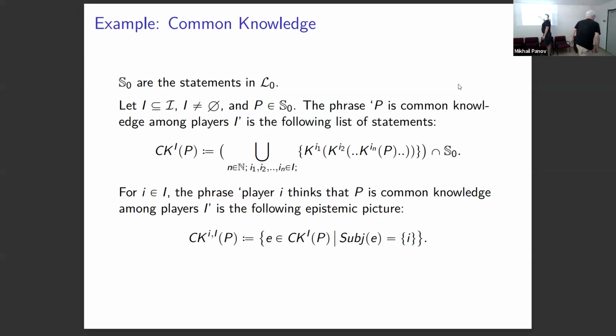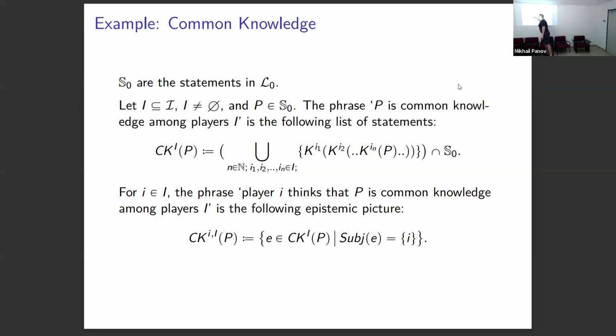K_I1 knows that K_I2 knows that K_IN that P. And I can write it down for all sequences I1, I2, ..., IN, for all n. Can an observer know that he knows? Yes. Now I throw out those which are not allowed. They're not included.